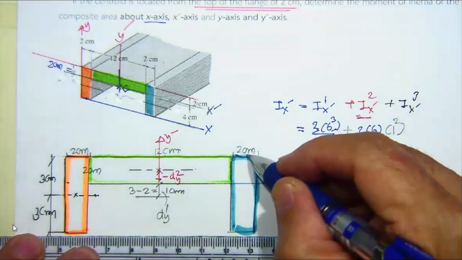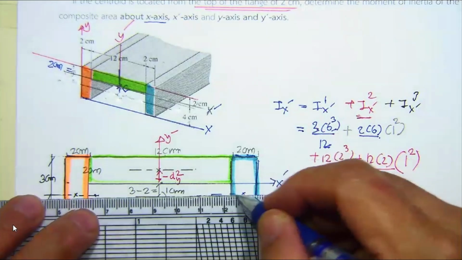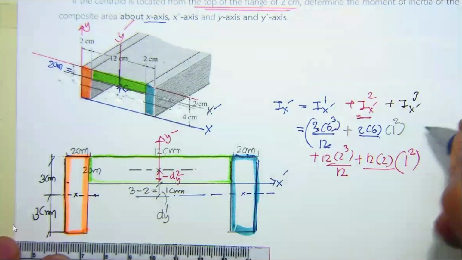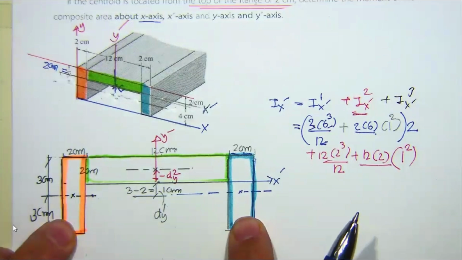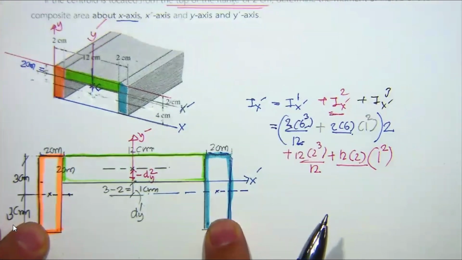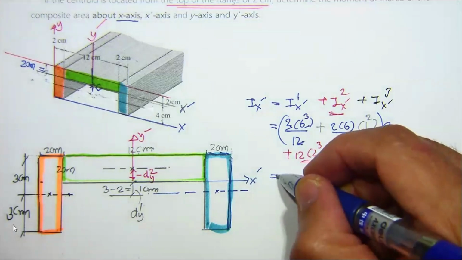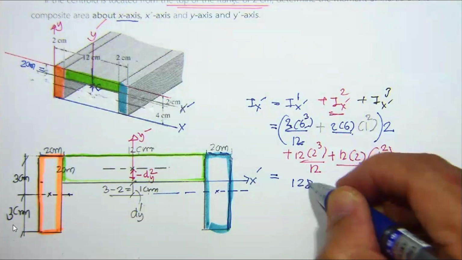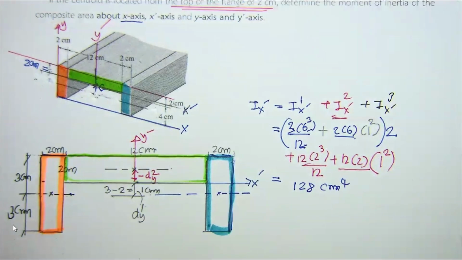The area is 2 times 6, and this is going to be the centroid, and this is going to be 1. So you multiply by 2 over here, since the orange and light blue are the same. Okay, putting everything together, you will get this one in centimeter power 4. I got 128 centimeter power 4. And again, should say something.